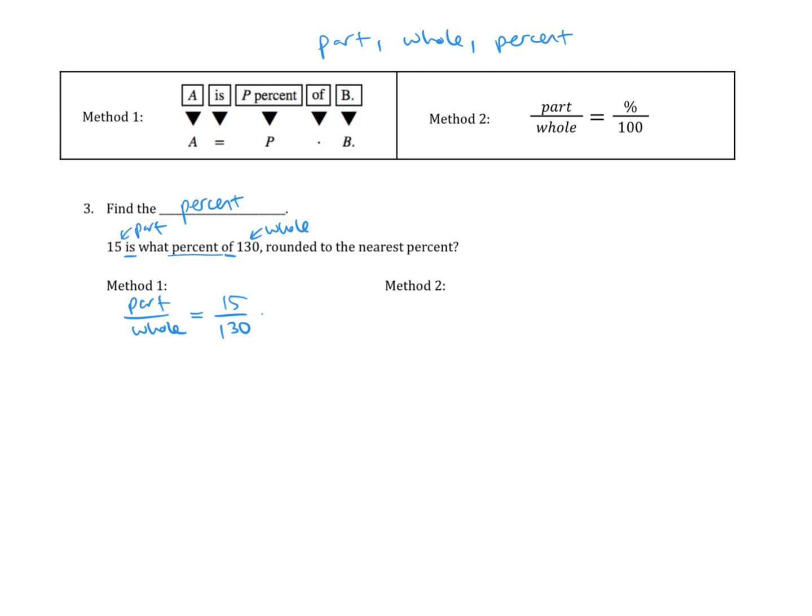We get 0.11538, and it keeps going. So that's the decimal form of our answer, but just like we learned above, we want to now change that decimal to a percent. So I'm going to move the decimal 2 places to the right, or multiply by 100, and it ends up right there.